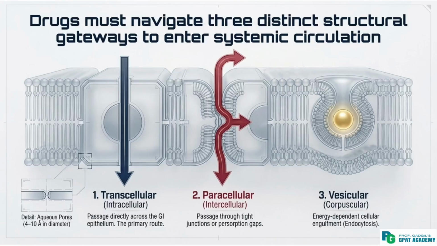Next, we will discuss the mechanism of drug absorption from GI. Drug absorption is defined as the process of movement of unchanged drug from the site of administration to the systemic circulation. Drugs that have to enter the systemic circulation to exert their effect can be administered by three major routes. First is the enteral, second is the parenteral, and third is the topical.